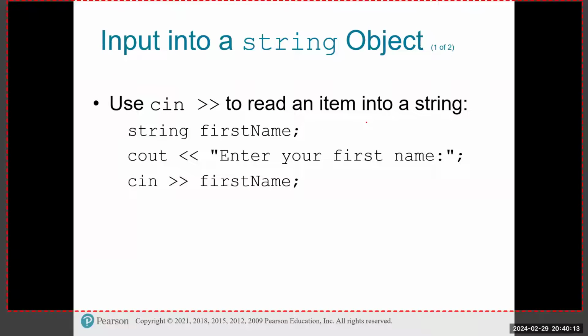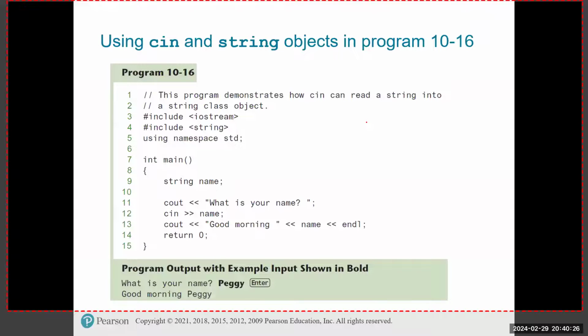You can also read a string using your cin. It's like a simple regular primitive variable, but it's an object. There are multiple ways you can write the program, but this is another example. After the class, you can copy and paste this program into your VS Code and try to run it to see how it works.